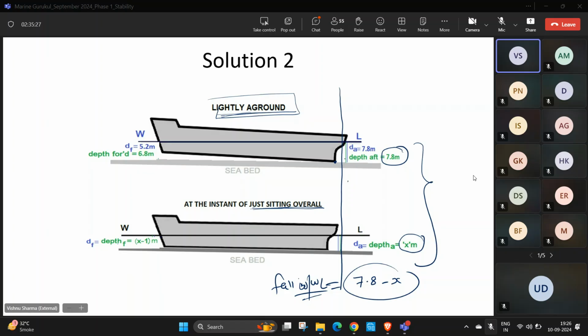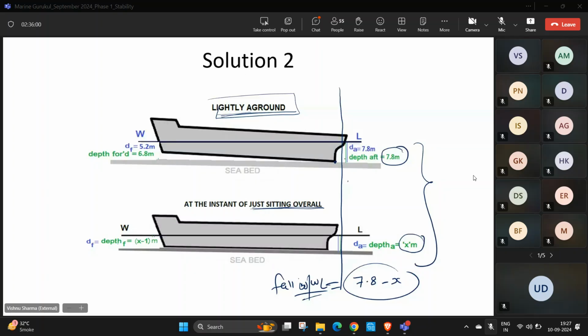Now, when I say depth, I have to define the point. Depth aft was 7.8 at light grounding. Depth at the same point aft, when she just sits overall, is x meters in our lower diagram. So between the two diagrams, what is the fall in level? It is the depth on light grounding minus the depth when she sits overall. So it will be 7.8 minus x. Am I right, guys? Yes or no?